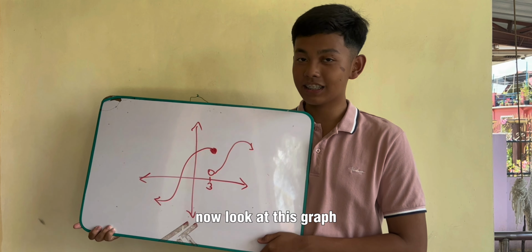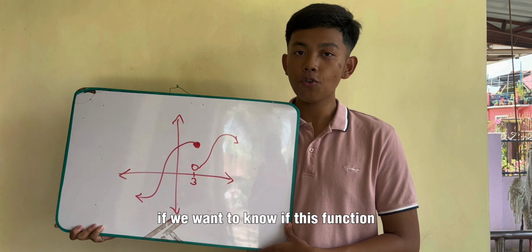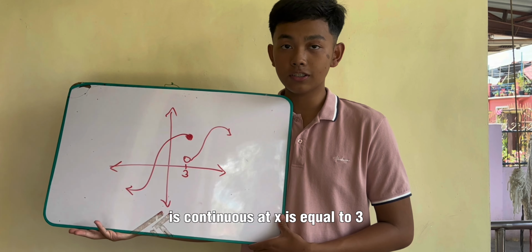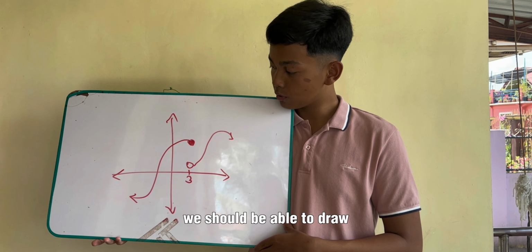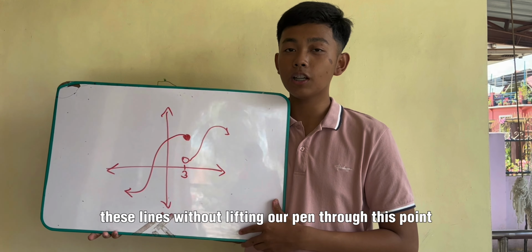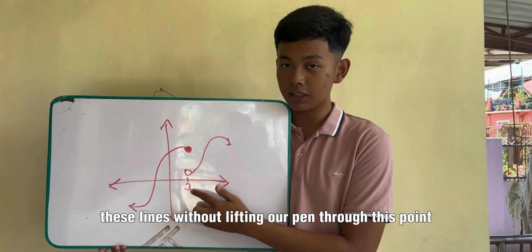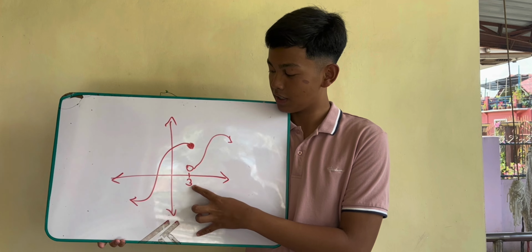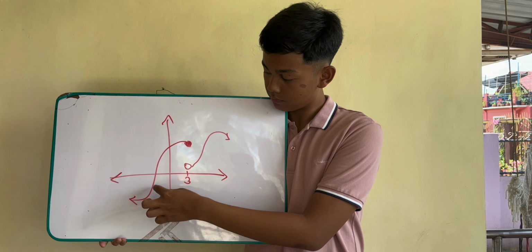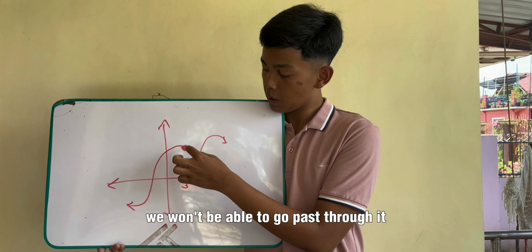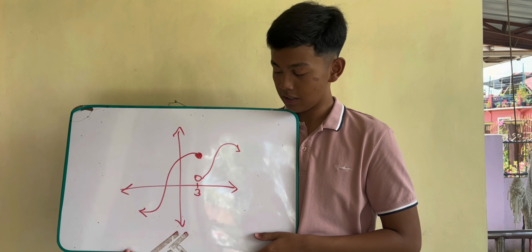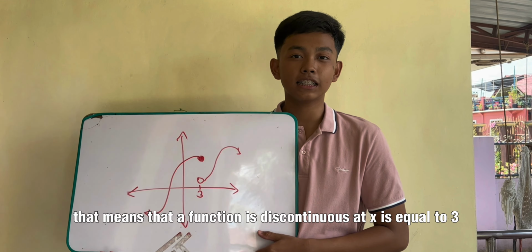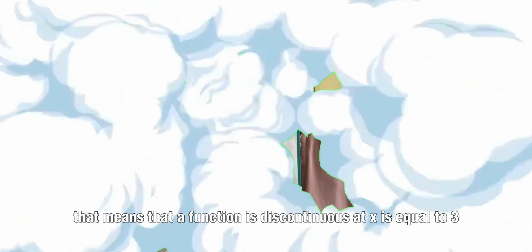Now, look at this graph. If we want to know if this function is continuous at x is equal to 3, we should be able to draw these lines without lifting our pen through this point x is equal to 3. Now, if we try to do it, we won't be able to go past it because the line stopped over here. That means that the function is discontinuous at x is equal to 3.